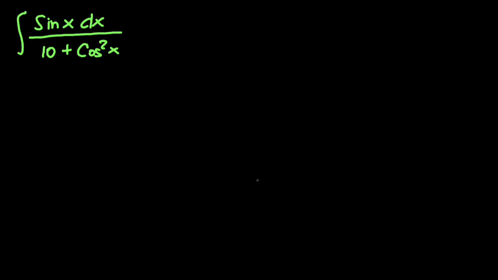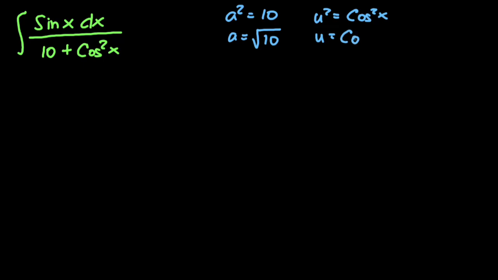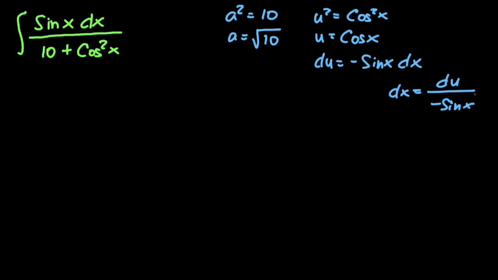The integral of sine x dx over 10 plus cosine squared of x. A squared right here would be 10, and the square root of 10 is a decimal, but we will just simplify this as square root of 10. U squared right here is cosine squared of x. Square root of this would be simply cosine of x. And the derivative of cosine of x is negative sine of x multiplied by dx. And so dx right here would be equal to du over negative sine of x.